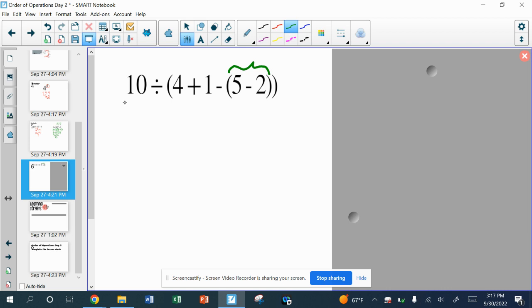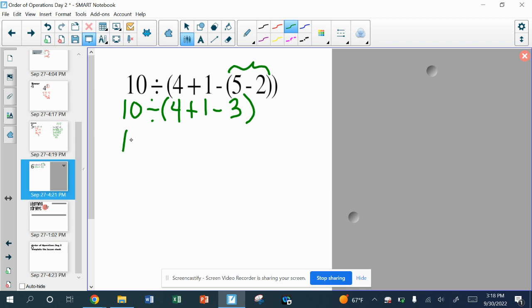So I will have 10 divided by parenthesis 4 plus 1 minus. All right, now 5 minus 2, I can take care of that. That's just a 3. I don't need the 3 to stay inside the parentheses that it was in, but I'll keep that outside parenthesis that was there. I still have parentheses though. I still have to do some stuff inside those parentheses.